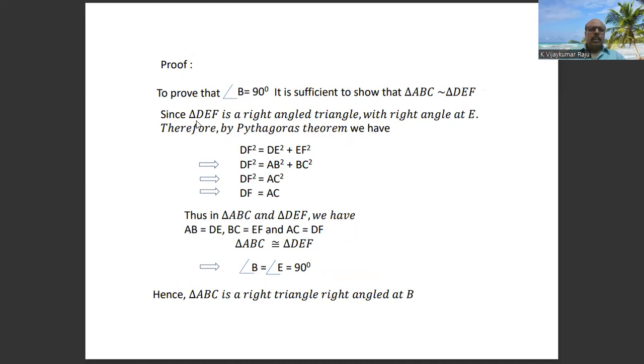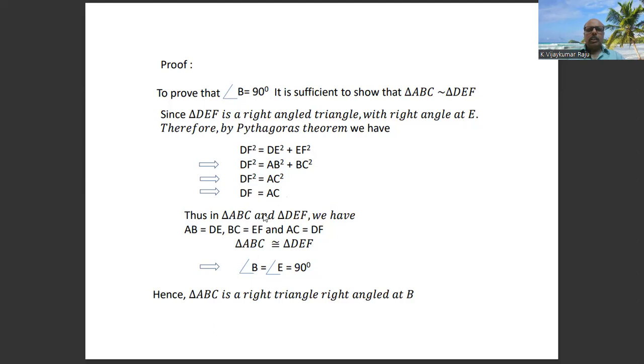Since triangle DEF is a right angle triangle with a right angle at E, therefore by Pythagoras theorem, we have DF square is equal to DE square plus EF square. But when I constructed it, I have taken DE equal to AB, so instead of DE, I can write AB square. And I have drawn EF equal to BC, so I can write BC square. So AB square plus BC square, but it is given that it is equal to AC square. So DF square is equal to AC square. Take the square root of both sides, it will become DF is equal to AC. That means the third side is also equal.